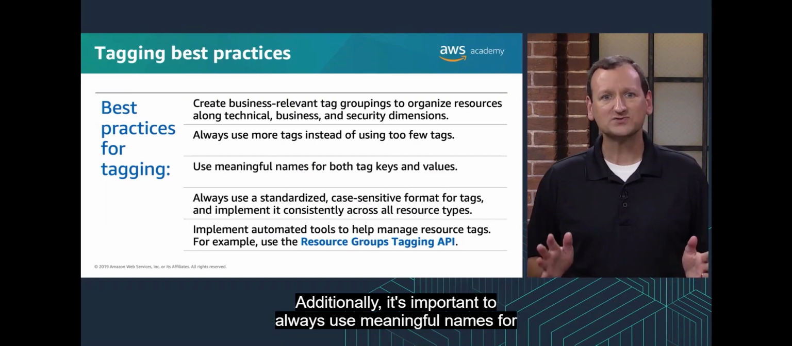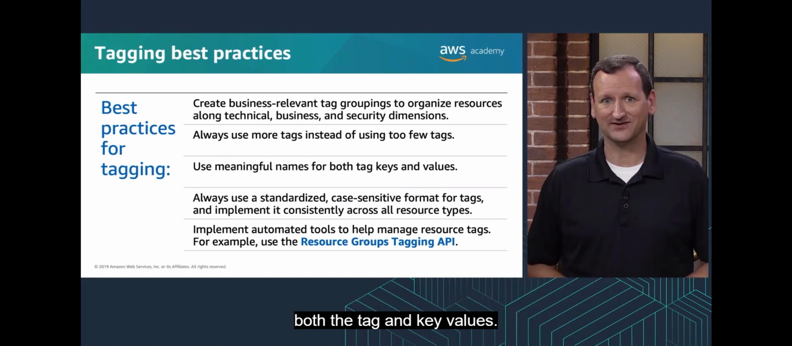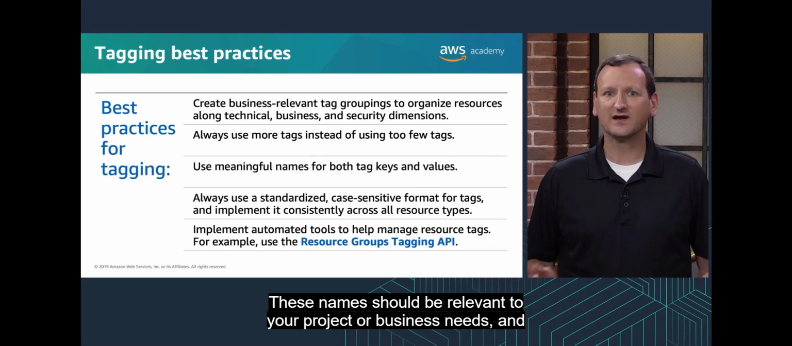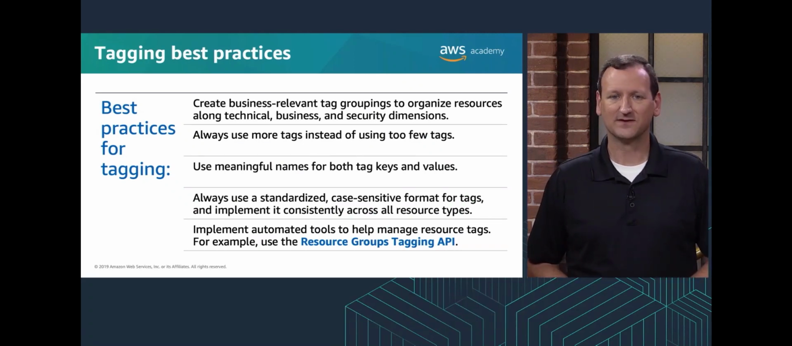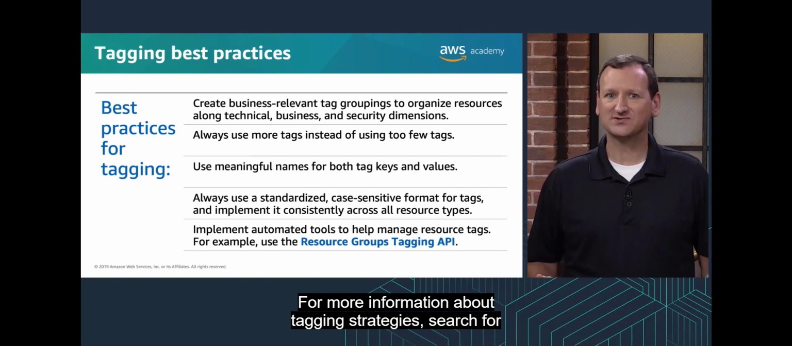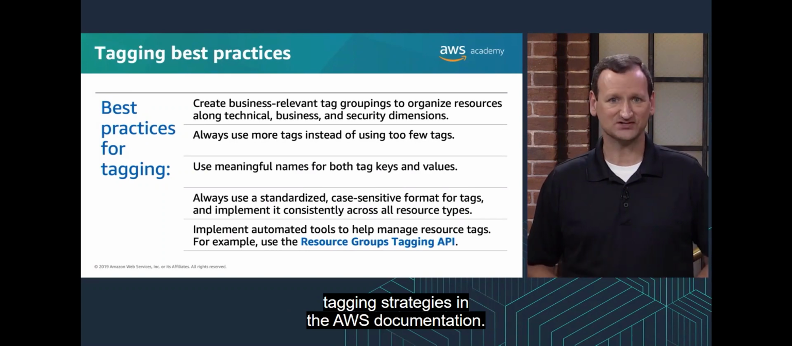Additionally, it's important to always use meaningful names for both the tag and key values. These names should be relevant to your project or business needs and be as descriptive as possible. For more information about tagging strategies, search for Tagging Strategies in the AWS documentation.